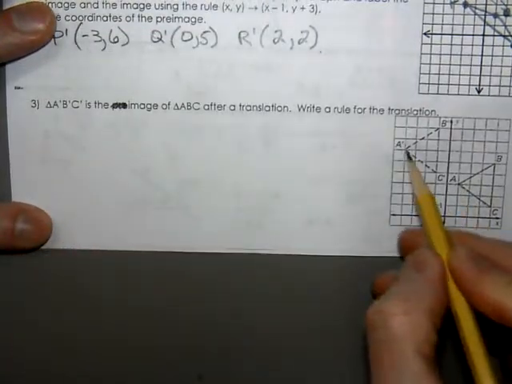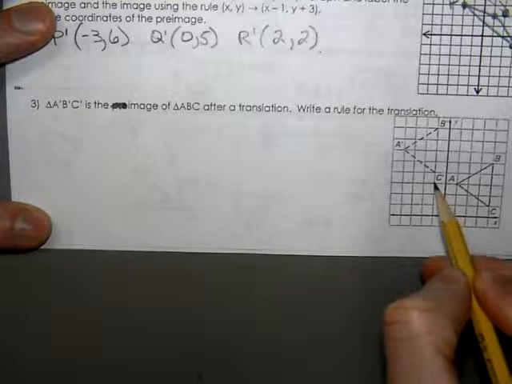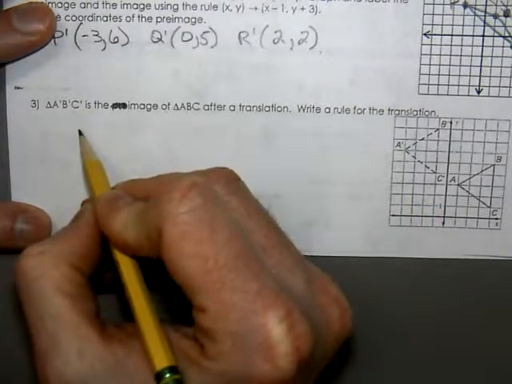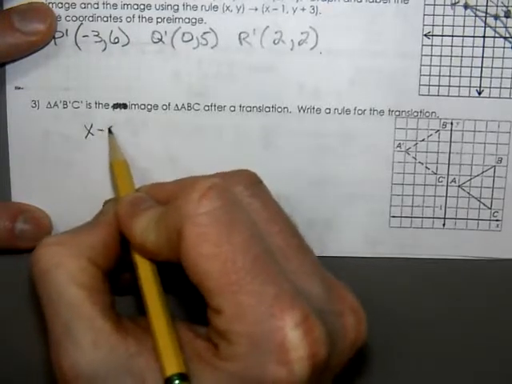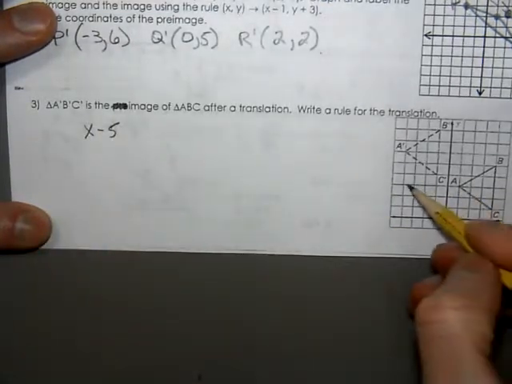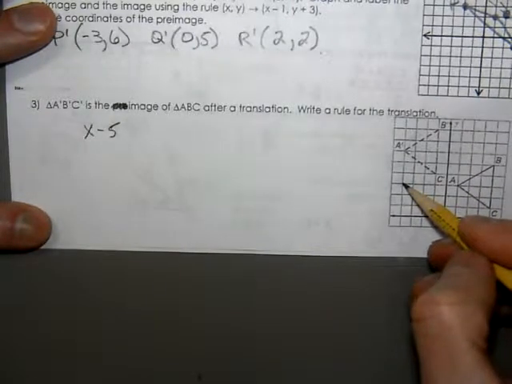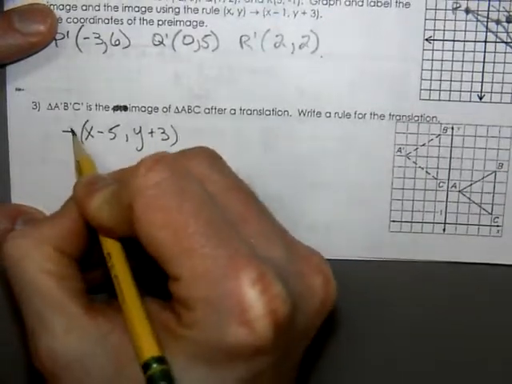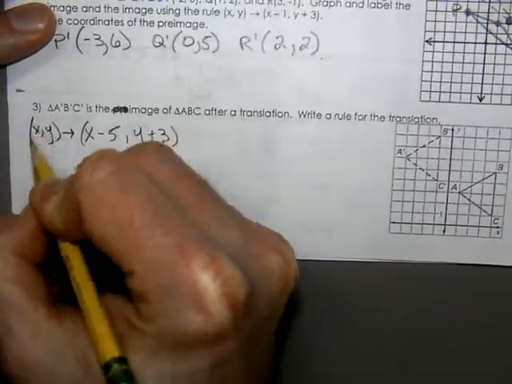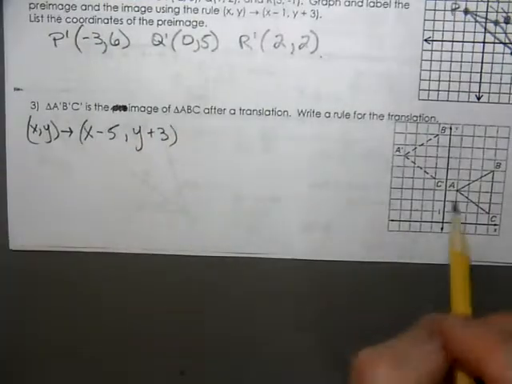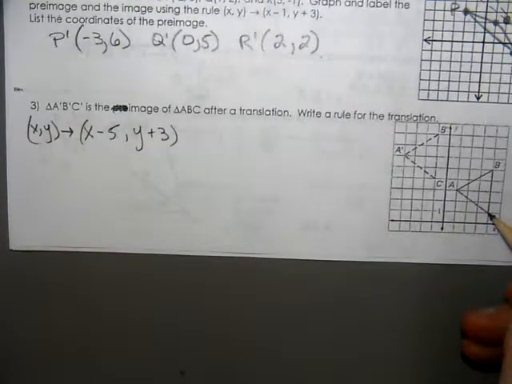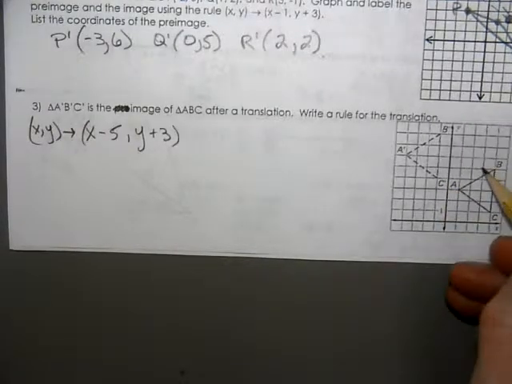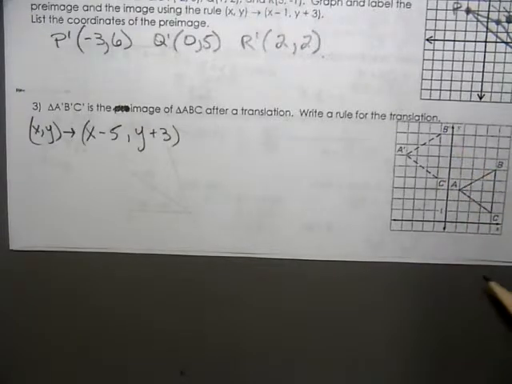So look from A over to B. You had to go to the left 1, left 2, left 3, left 4, left 5. We had to go to the left 5. So what we're going to say is our x is going to minus 5. And from that minus 5, we have to go up 1, 2, 3 more. So that would be the rule, and you could test it on all of your points. We went over 1, 2, 3, 4, 5, and up 1, 2, 3.